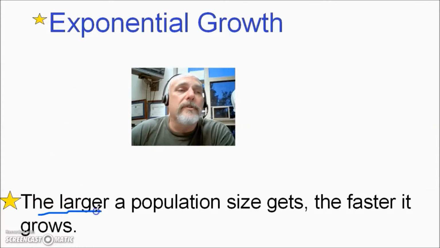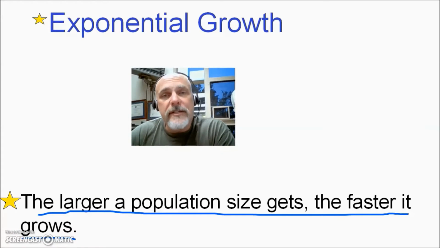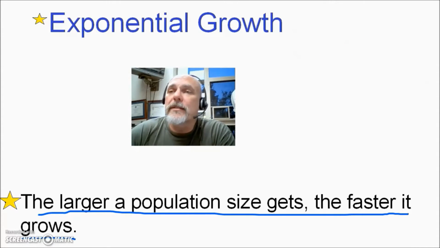Exponential growth means the larger a population size gets, the faster it's going to grow. So when we had the 16 birds, if that population size doubles, now we go to 32. That's an increase of 16, not an increase of 2, not 4, not 8. We're increasing exponentially. As the population size gets bigger, it's going to just boom. That's what's known as exponential growth.